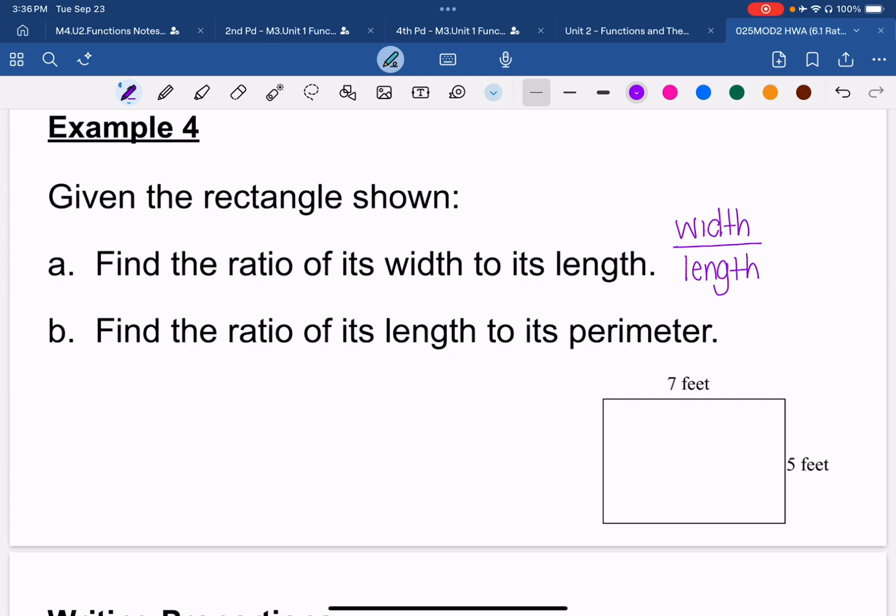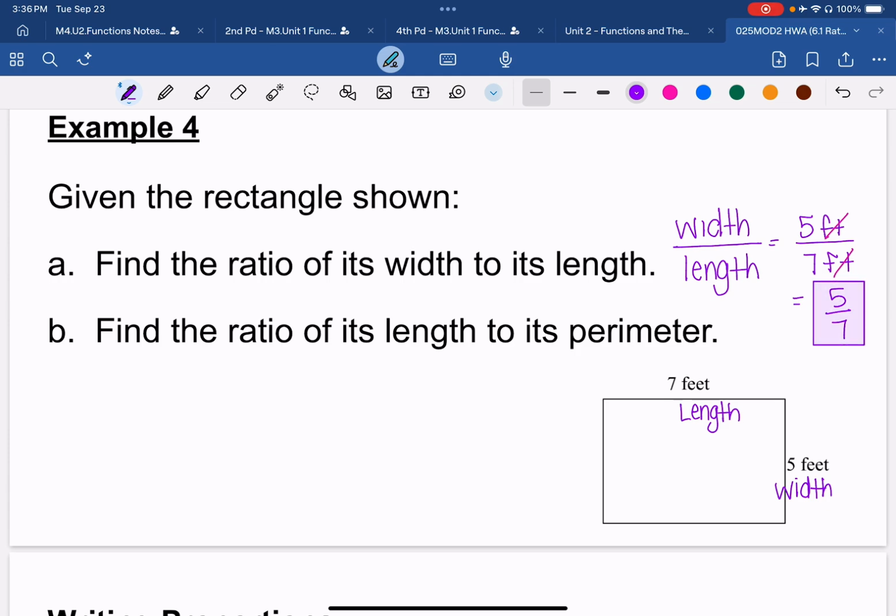Okay, so I'm going to label this. So this is length. This is width. Okay, so my width would be 5 feet. My length would be 7 feet. And then, again, my units are going to cancel. And I can't simplify 5 over 7, so I would just have 5 to 7.